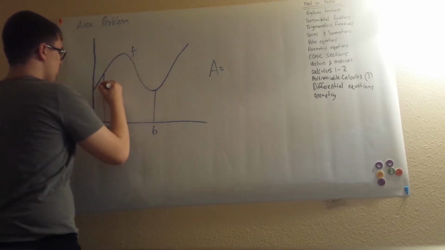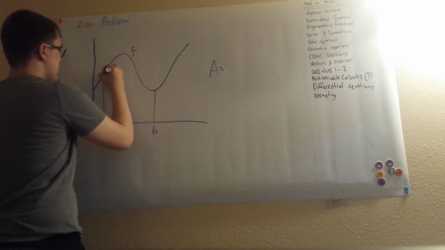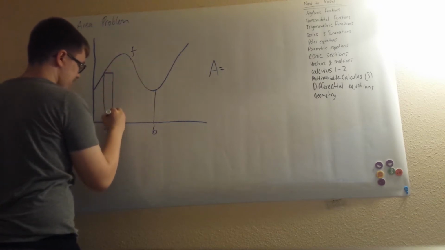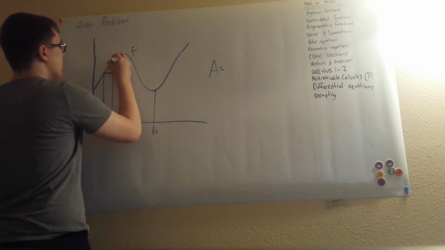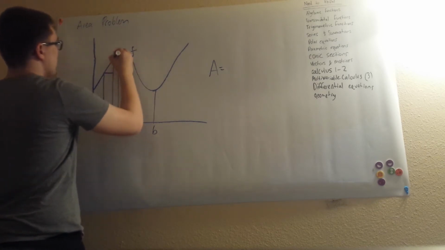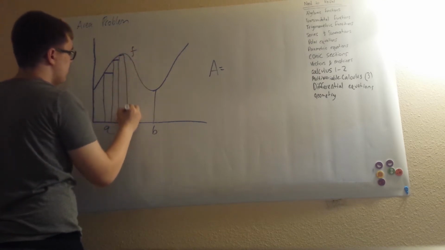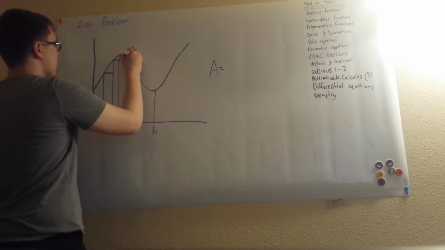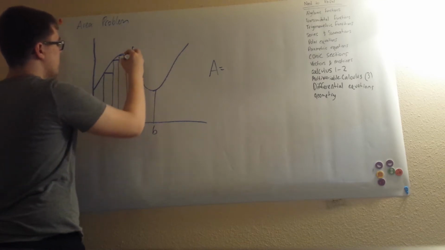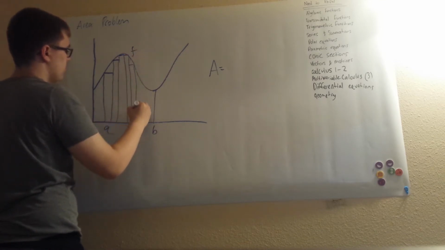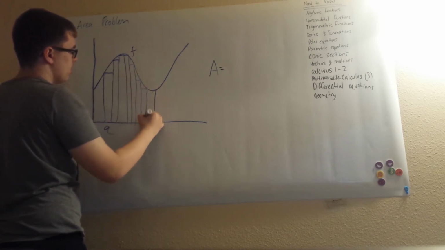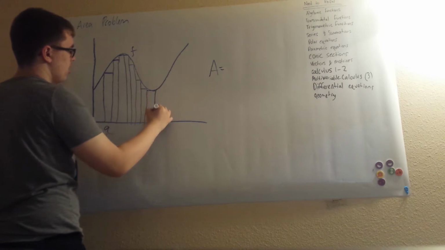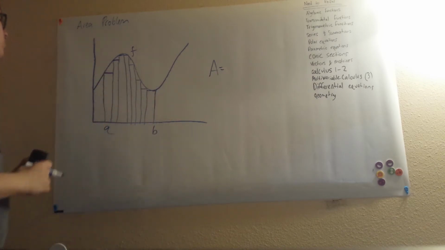Well, what we could do is we can say, well, that's a rectangle. And I'm going to cut this again. That would be another rectangle. And that's another rectangle. And that's another rectangle. And another rectangle. Another rectangle. And I'd say, well, that's a lot of rectangles.